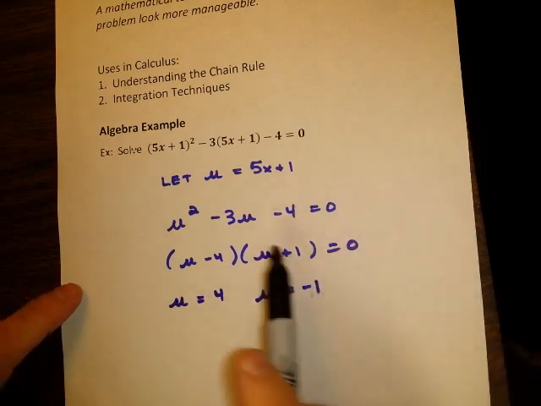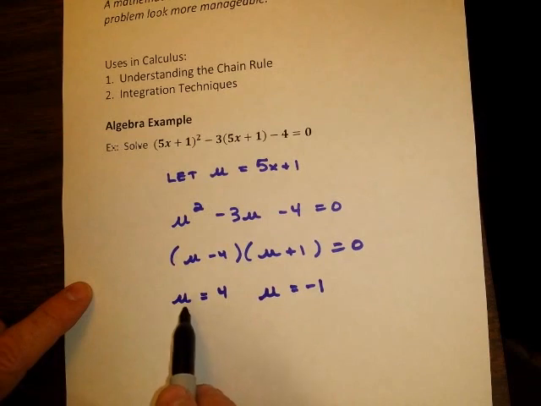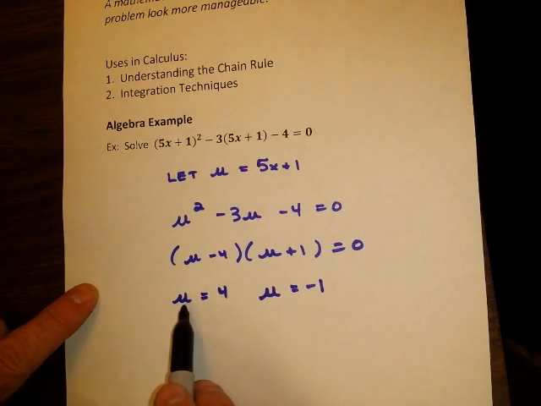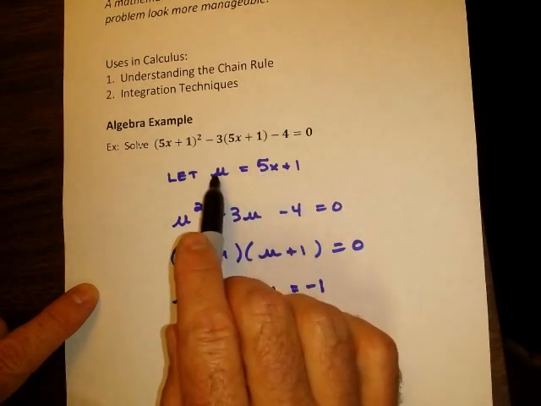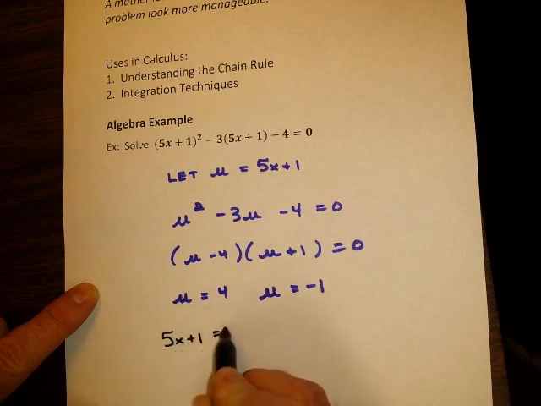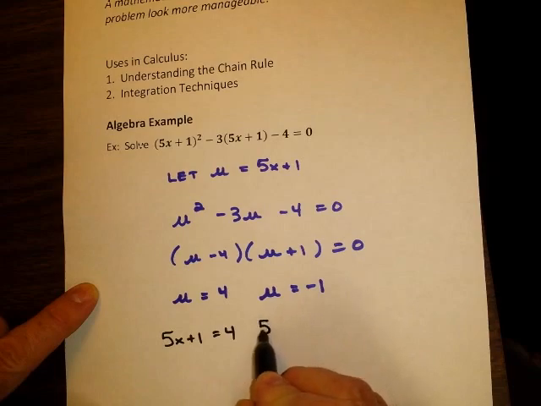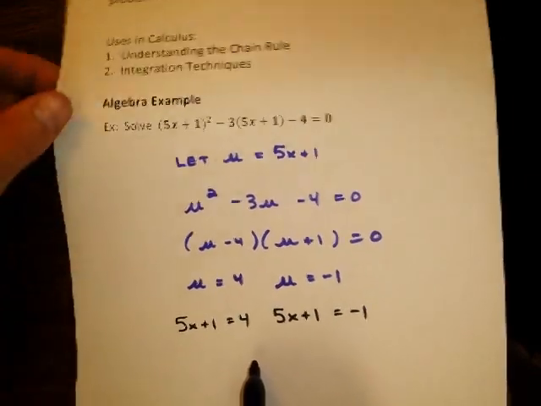Alright, so we've solved for u, but u-substitution, remember, is a temporary technique. Our goal is to solve this for x. So now we're going to substitute back and say, well, the original problem didn't have u in it, it had x. So I'm going to replace this back. 5x plus 1 is the same as u, so I'm going to say 5x plus 1 equals 4, and this actually says 5x plus 1 here. 5x plus 1 equals -1, and I'm going to go about solving that.